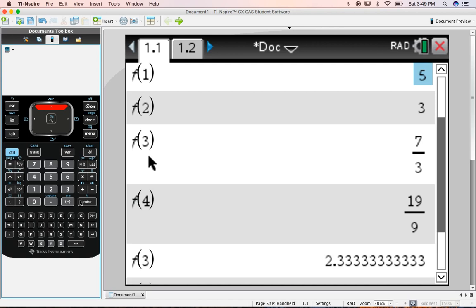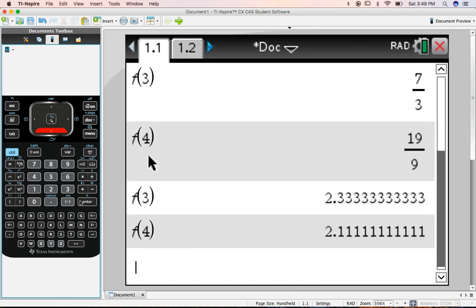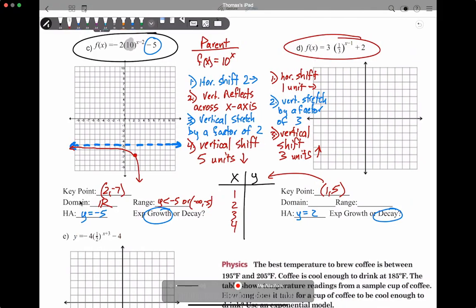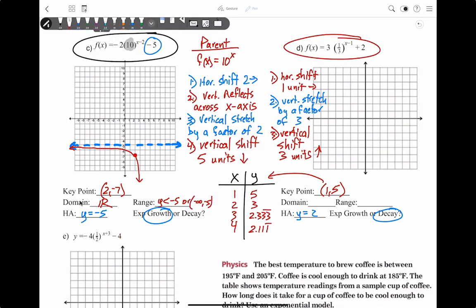Okay, so f of 1 gave us 5, and then f of 2 gave us 3, and then we have 2.3 repeating. I'll switch the screens in a minute, and then 2.1 repeating. Let me show you what that looks like. So we want to put 2.333 with a bar over that last 3, saying that it's just repeating forever. And then 2.111 with a bar over that 1, showing that it will repeat the 1s forever. That's the proper notation mathematically.